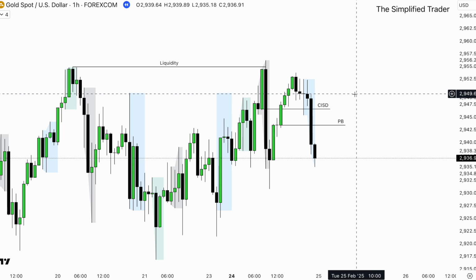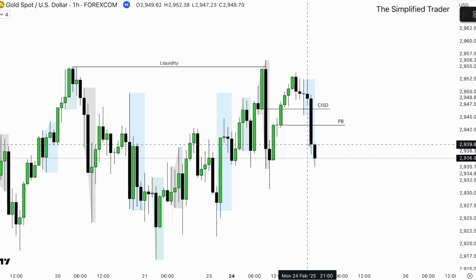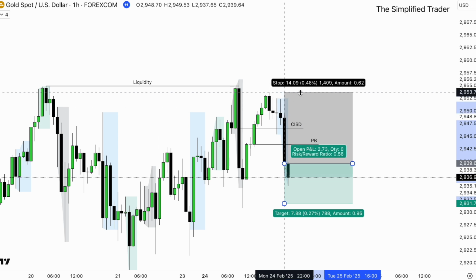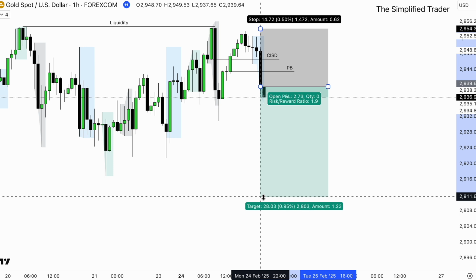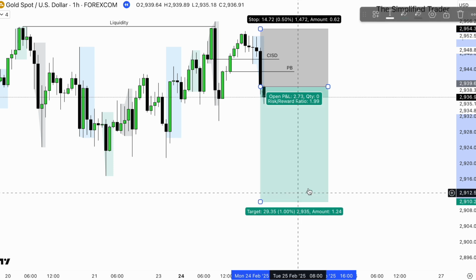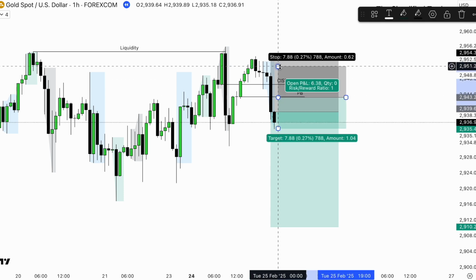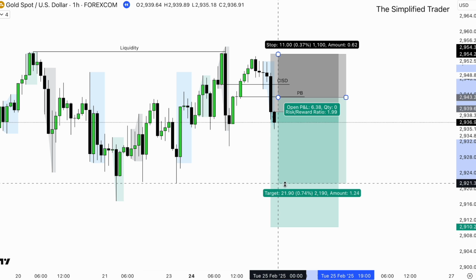And so here you have 2 different options. You can either take a market execution, a market entry, as soon as your propulsion block forms. Stop loss goes above the high of the propulsion block, and you can target a 2R. Or your second option is you can wait for a retest of that propulsion block. Stops go at the high, and you can target a 2R.